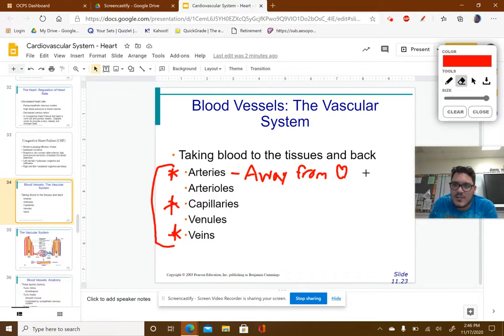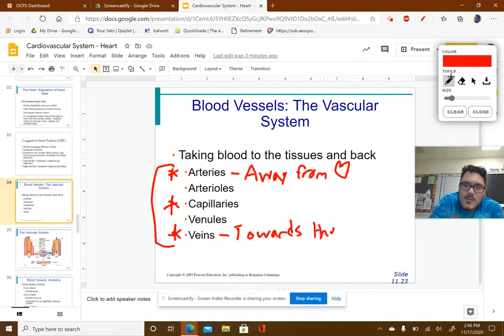I'm actually going to try to draw that heart again. It was a little messy. So they always carry blood away from the heart. That's a little better. Veins, on the other hand, are the opposite. They're kind of like the foils to an artery, if you want to use some English terminology. Veins are going to carry blood towards the heart. So they carry blood towards the heart.